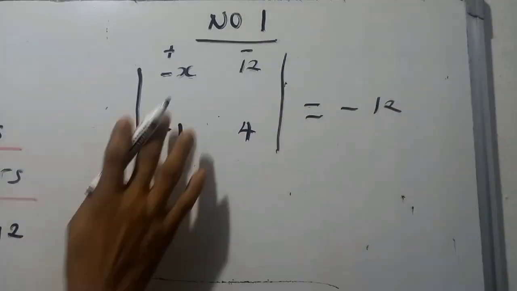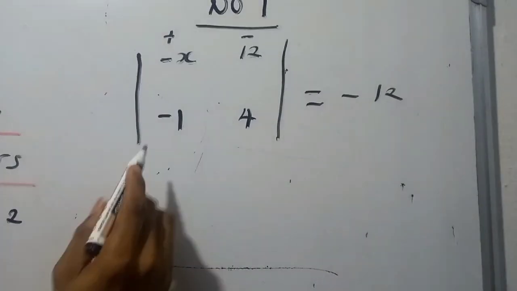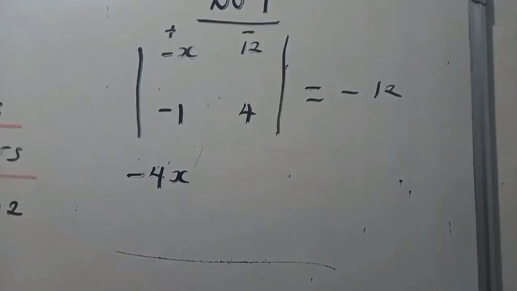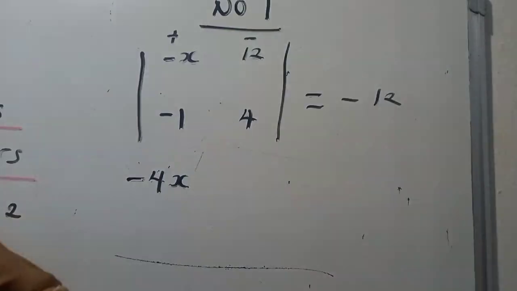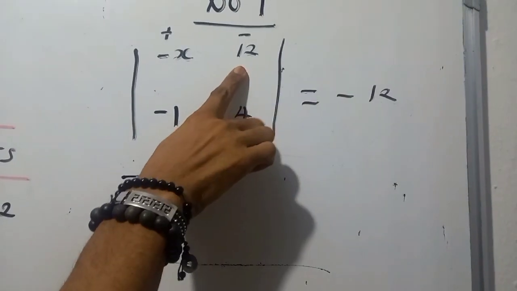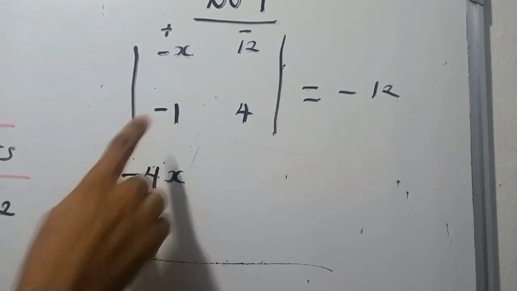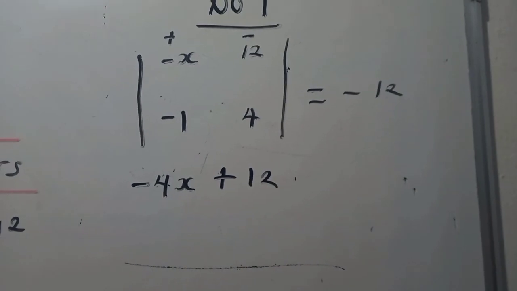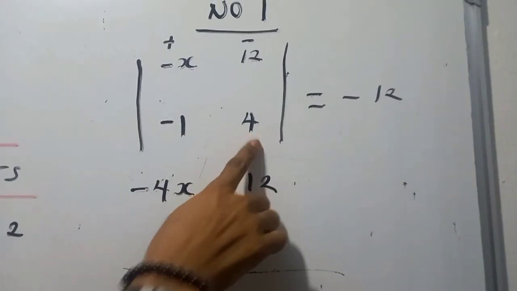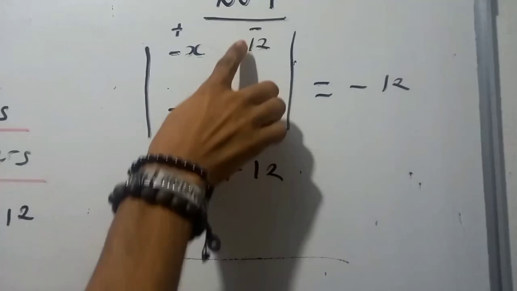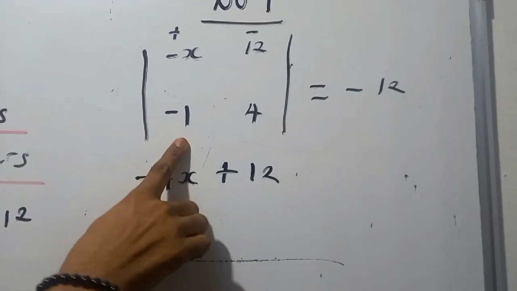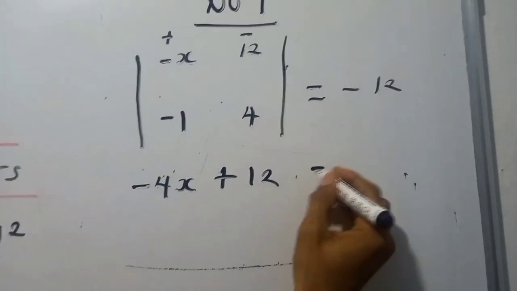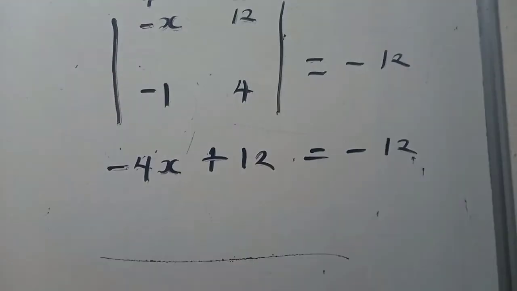So what happened? Minus x times 4 is minus 4x. Minus 12 times minus 1 is plus 12, based on the operation of the signs. I repeat again: minus x multiplied by 4 is minus 4x. Minus 12 times minus 1 is plus 12. So equals to minus 12. The next thing to do is what?